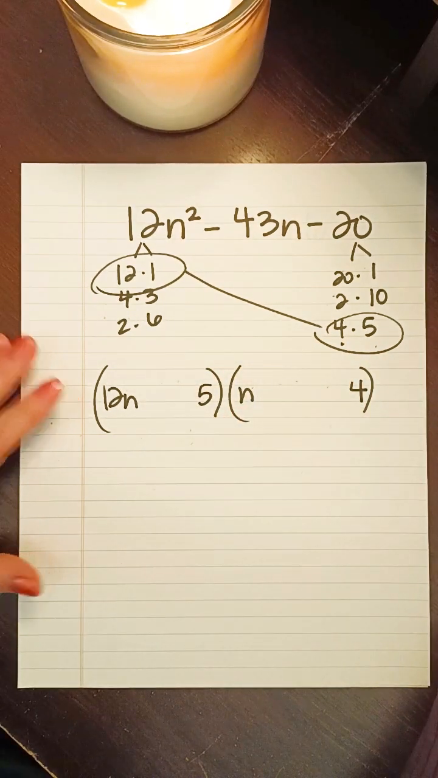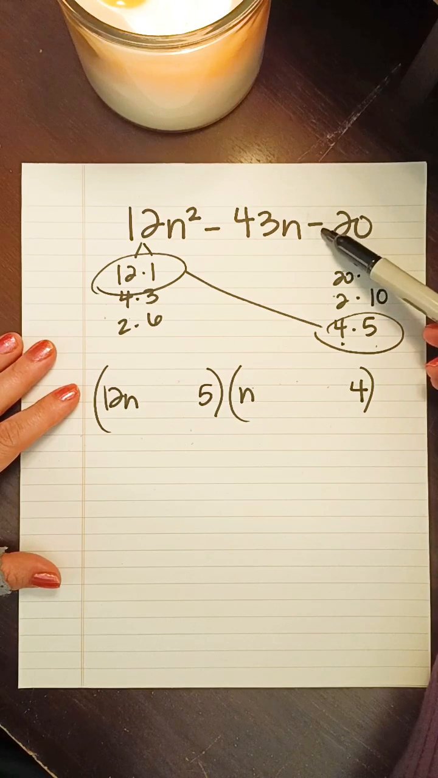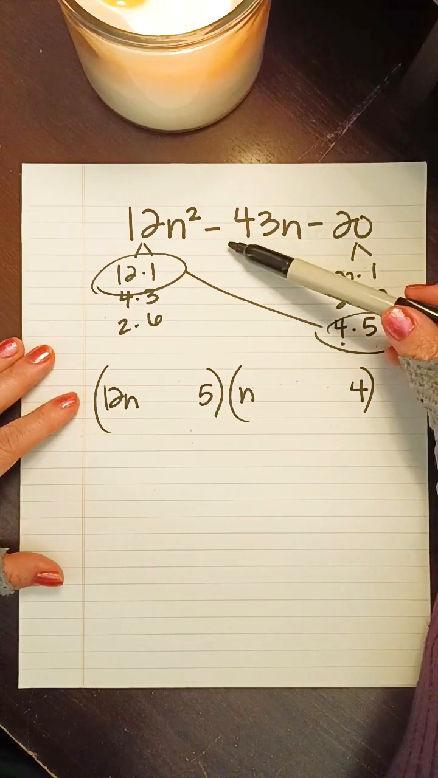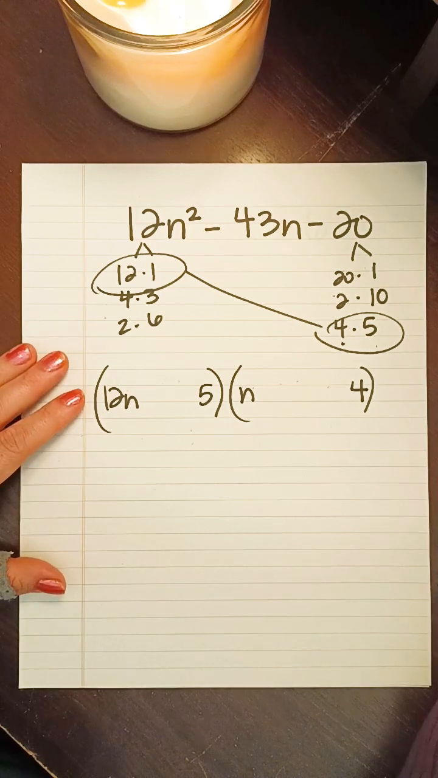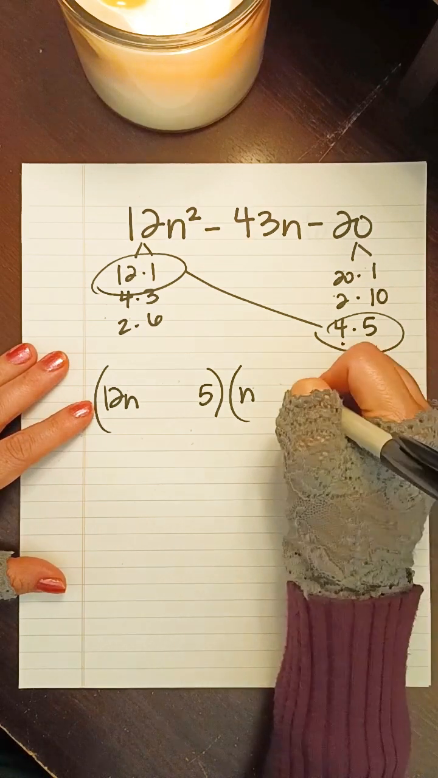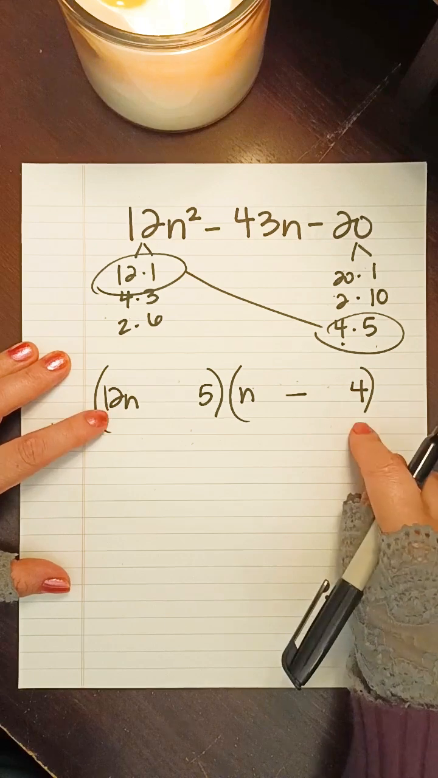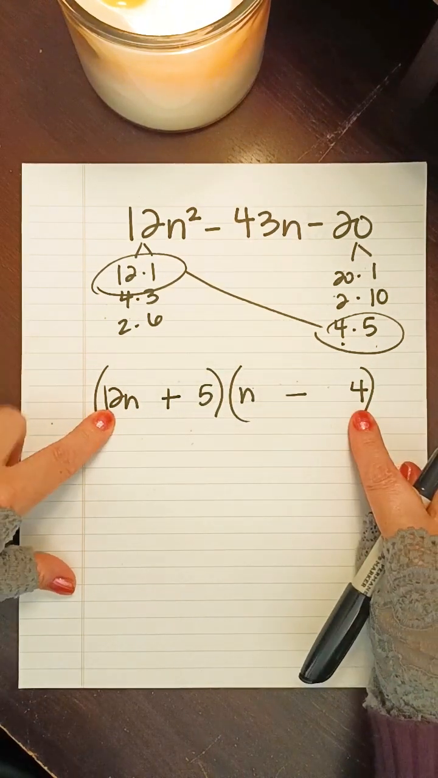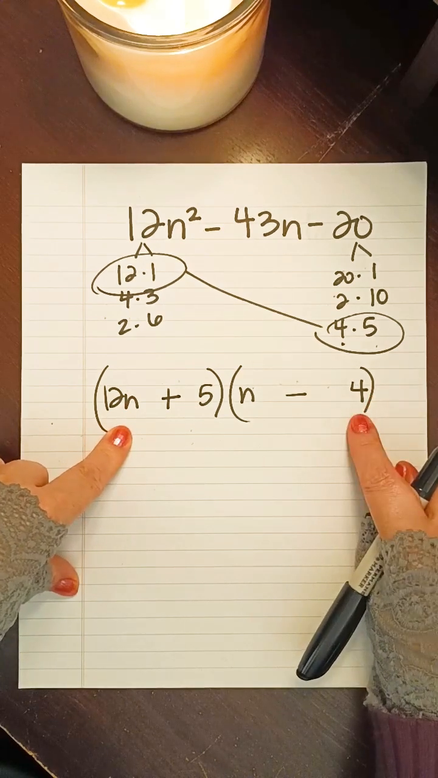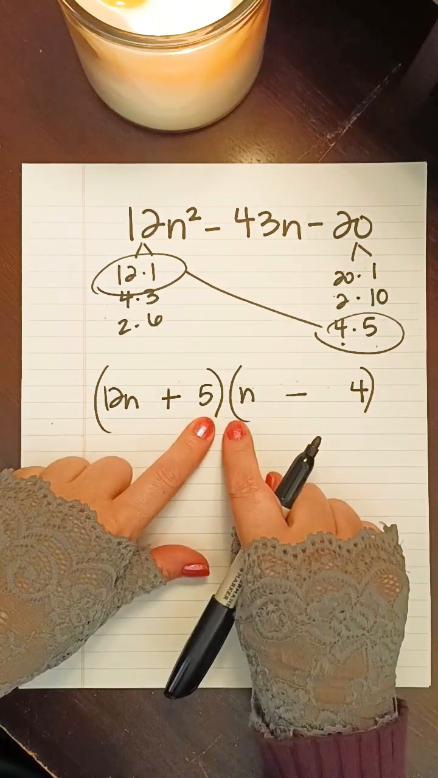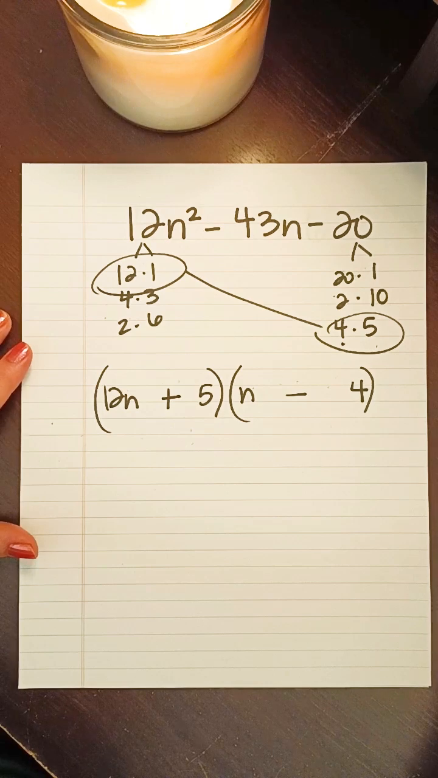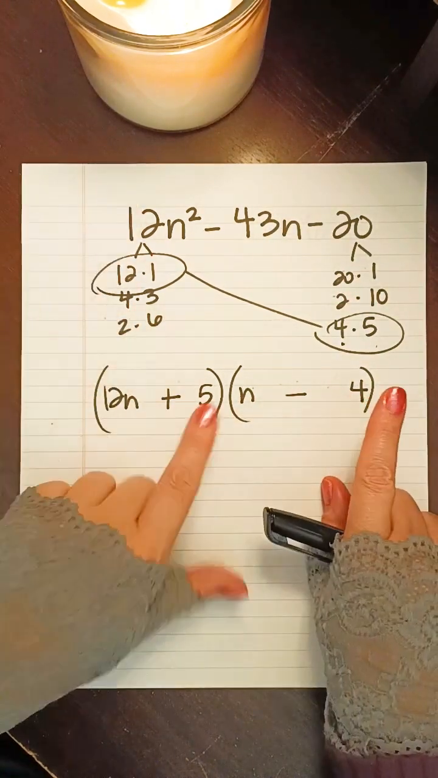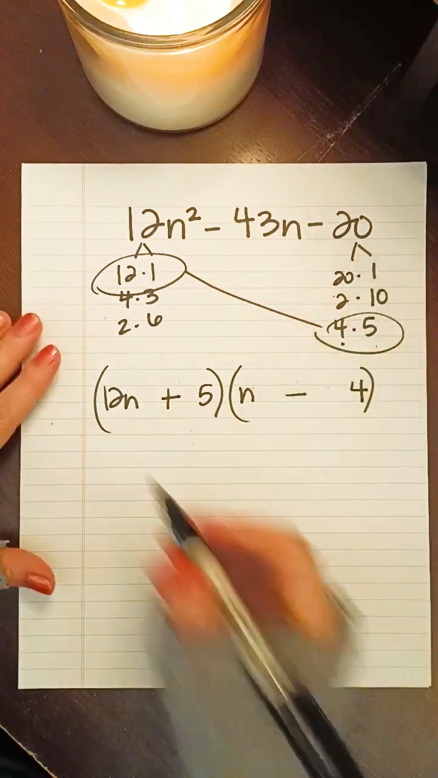Okay, last. Now I'm going to worry about signs. So I need two numbers that multiply to be a negative 20. So I need plus and minus, but they add to be negative 43. So I want my bigger product to have a minus sign and my smaller to have a plus, because that will get me my negative 48n, right? Positive 12n times negative 4 is negative 48n. Positive 5 times 5n is 5n. So negative 48 n's plus 5 n's are negative 43 n's. 12n times n is 12n squared. Positive 5 times negative 4 is negative 20.